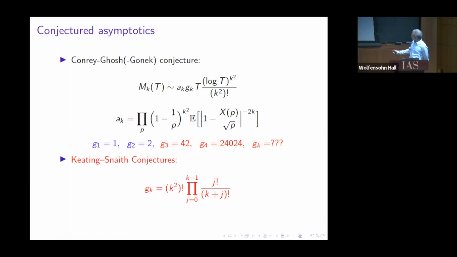Conrey, Ghosh, and Gonek in the 90s, they realized that, okay, so these two results are Hardy and Littlewood and Ingham, and Conrey and Ghosh came up with a conjecture for the sixth moment that this constant should be 42. And then Conrey and Gonek came up with a conjecture that g_4 should be 24,024. And we're not able to guess what the larger values of g_k should be until in '98, you had these conjectures of Keating and Snaith. Again, we heard a bit about this in the morning. So this is g_k. It looks like an easy number at the end of the day. So somebody could have guessed it, I suppose, but not so easy to guess from just these 4 data points.